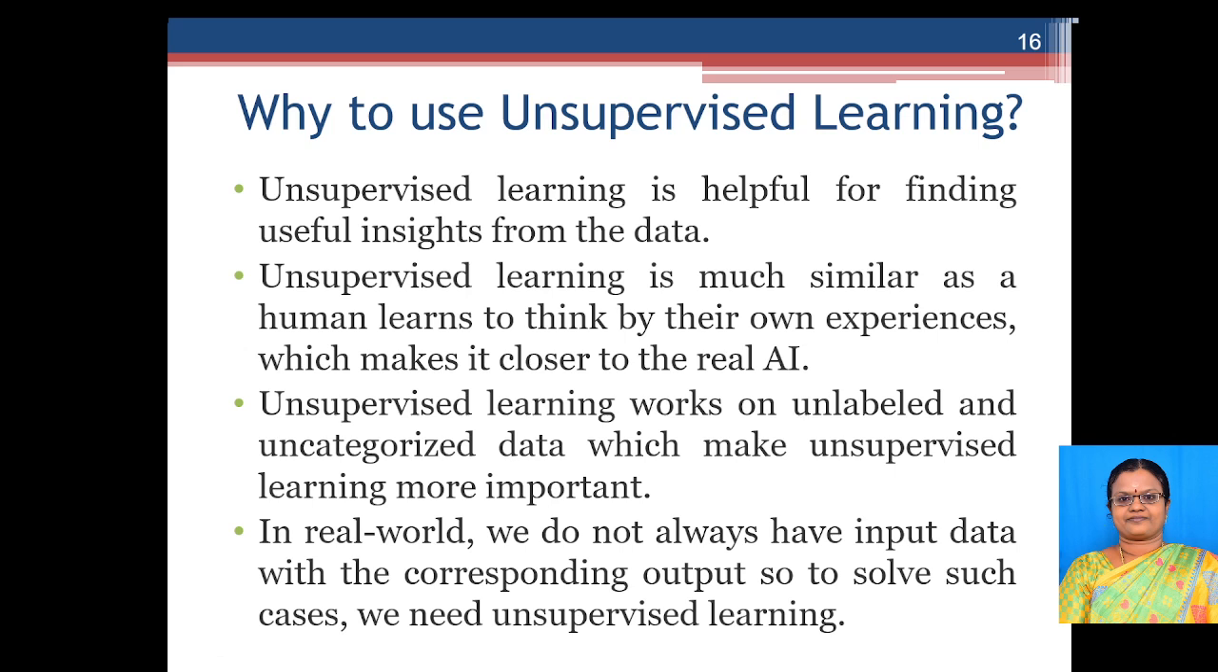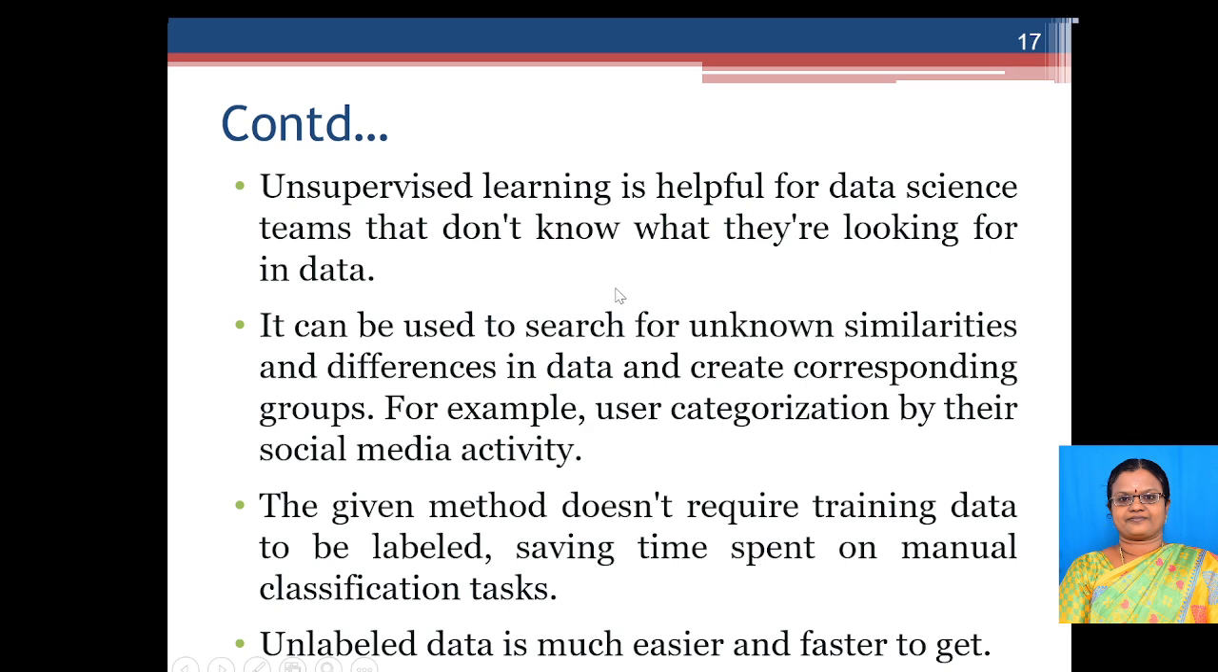So unsupervised learning is useful for finding insights from the data. It is much like how humans learn to think on their own, right? Unsupervised learning works on unlabeled and uncategorized data, which makes it more important. It is helpful for data science, where the team doesn't know what they are looking for in the data, and it can be used to search for unknown similarities and differences in the data. For example, categorizing users by how active they are on social media. So you can categorize the users.